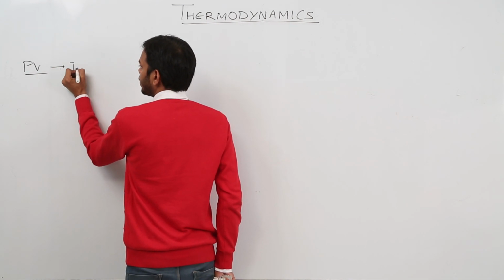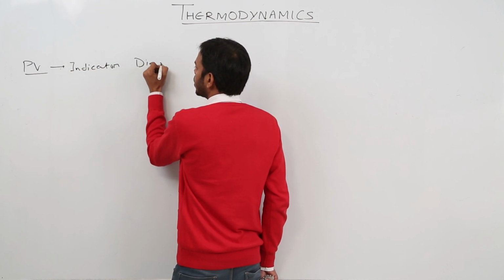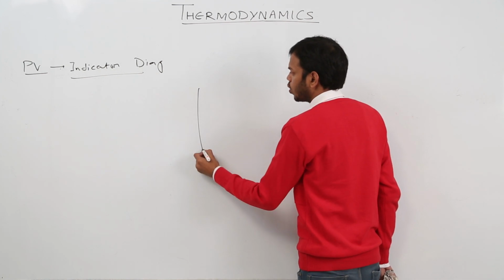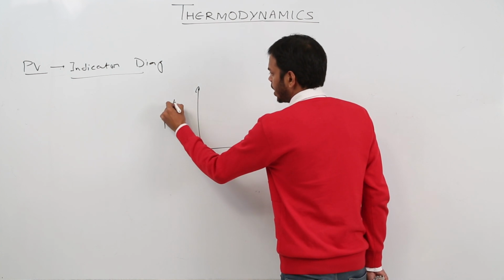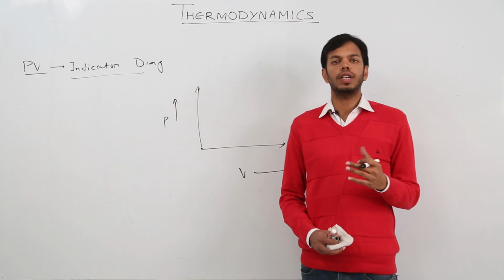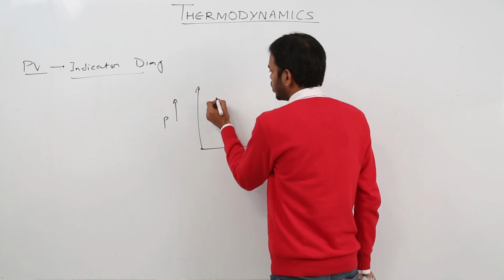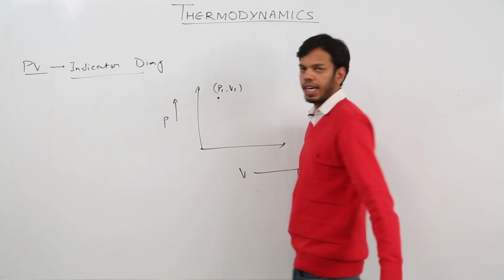This is the PV indicator diagram. Okay, so how does the PV indicator diagram work? Consider a gas or an enclosed system of gas, where I am representing pressure here and volume here. Consider the gas to be at initial pressure and volume P1 V1. Suppose this point represents P1 V1. This is the initial state of the gas.